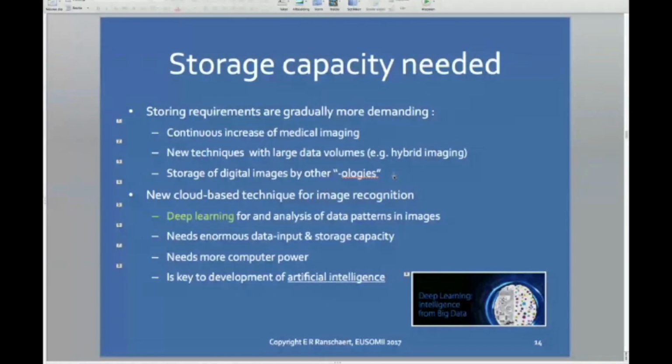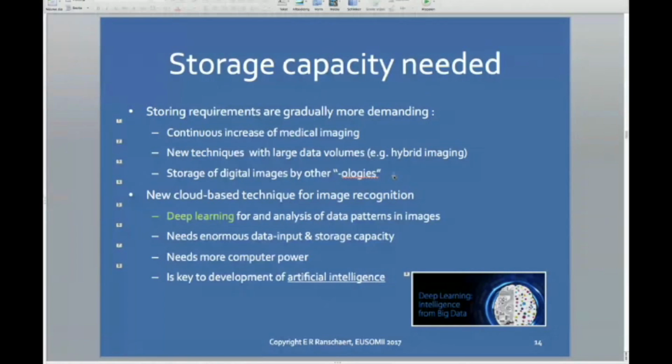And we also know that there is a continuous increase of medical imaging. We have new techniques producing larger data volumes, and then we think about, for example, hybrid imaging, PET-CT, PET-MRI, or we think about the new MRI sequences that are increasing. And as I said before, we also have other specialties wanting to store images.